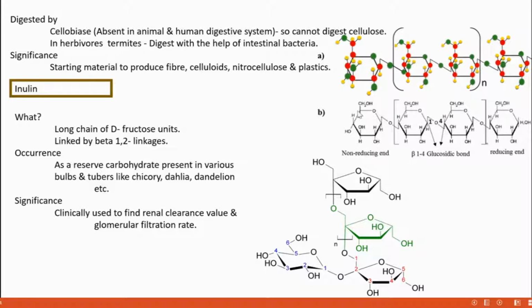It's a long chain of glucose units, with the beta 1,4 glycosidic linkage here. Next is inulin. Inulin is a long chain of D-fructose units. Fructose, we know, is a ketose sugar. D means dextro. It's a long chain of D-fructose units linked by 1,2 linkages. Here is the structure, with the 1,2 linkage: the linkage forms between the first and second carbon.